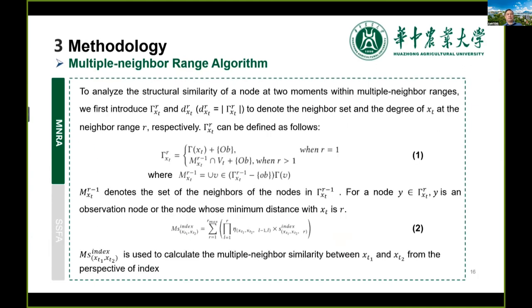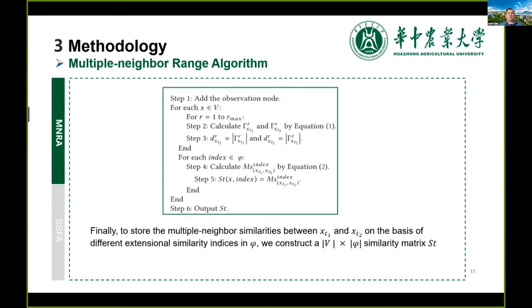Next, we extend the link prediction indices to the range of multiple labels. The multiple label similarity MS between node XT1 and node XT2 can be directly calculated by formula 1 and formula 2. Finally, to store the multiple label similarities between XT1 and XT2 on the basis of different extended similarity indices in Phi, we construct a similarity matrix ST.